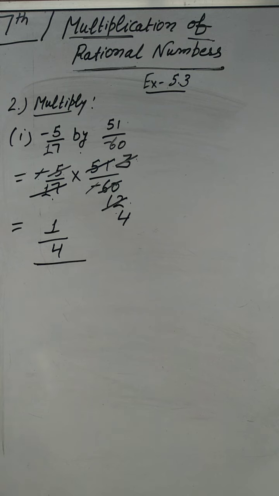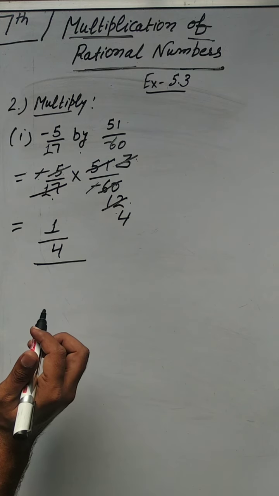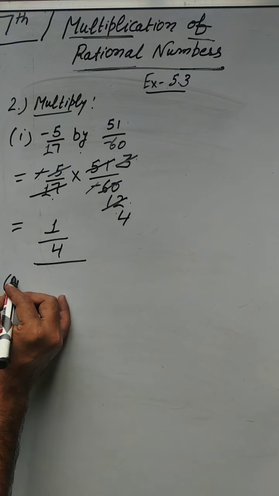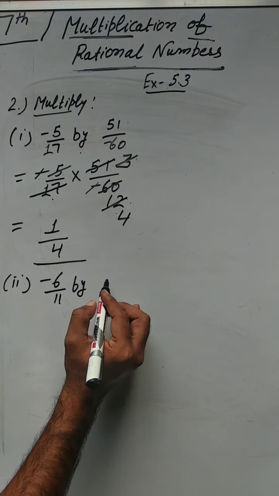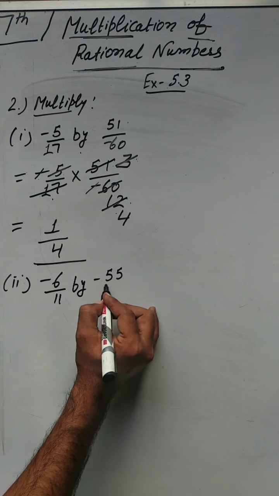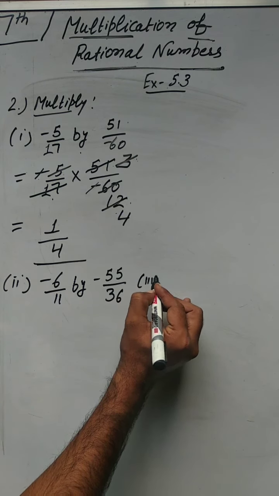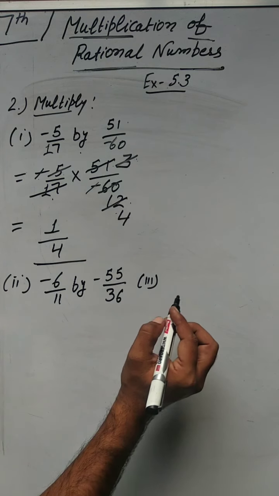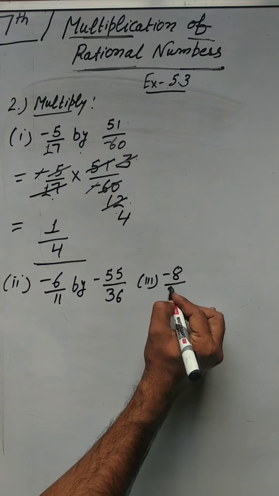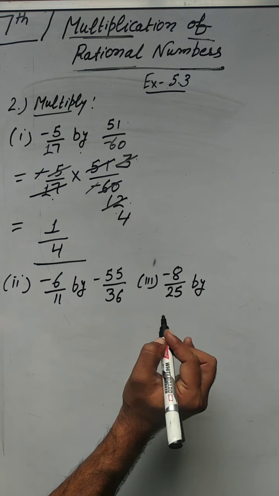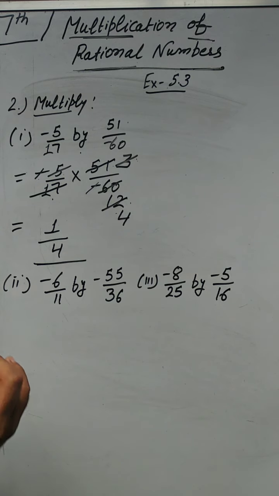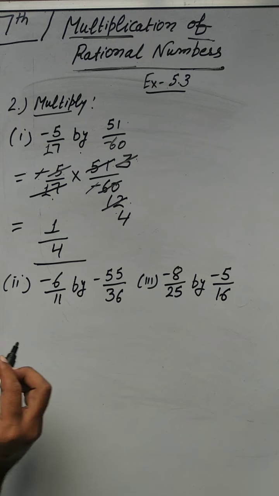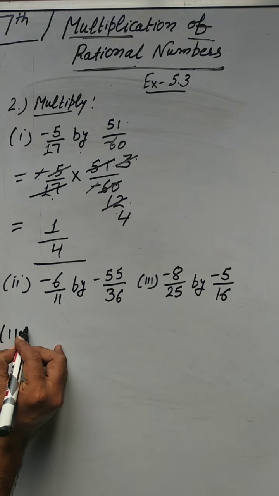Clear beta? Understood? Now beta, question second, part second and third, try by yourself. Second part is, you have to multiply 6 upon 11 by minus 55 upon 36. And beta, third part is, you have to multiply minus 8 upon 25 by minus 5 upon 16. Clear beta? And fourth part I am explaining here.